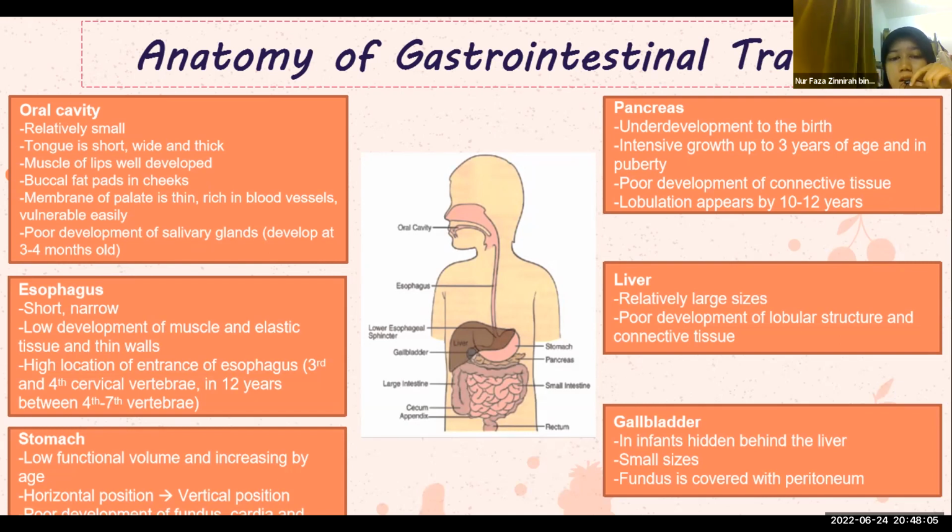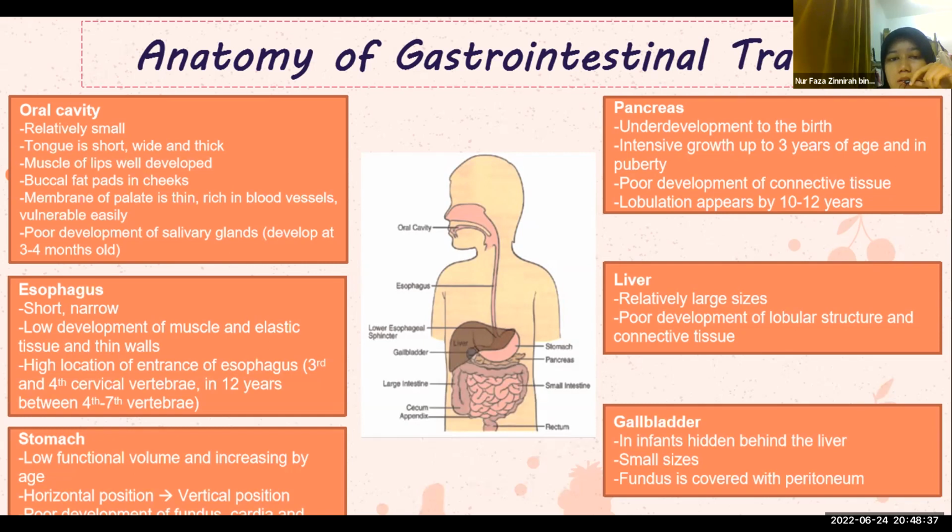For the stomach, they have low functional volume, and it will be increasing by the age. So like at birth, the volume is 7 ml, at 10 days, 80 ml, at 1 year old, 150 ml, at 3 years old, 100 to 600 ml, and at 10 years old, 1.3 to 1.5 liter. And at an early age, the stomach is in horizontal position, and by the year the child begins to walk, the stomach gradually adopts the vertical position. They also have poor development of the fundus, cardiac, and muscular joint.